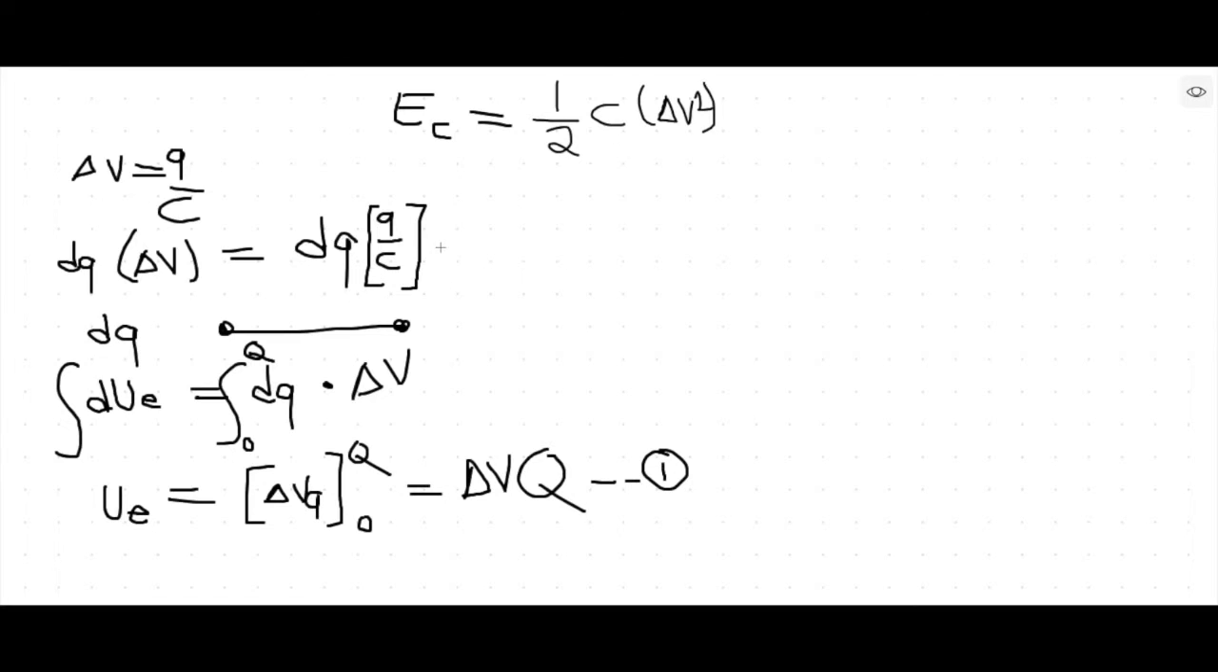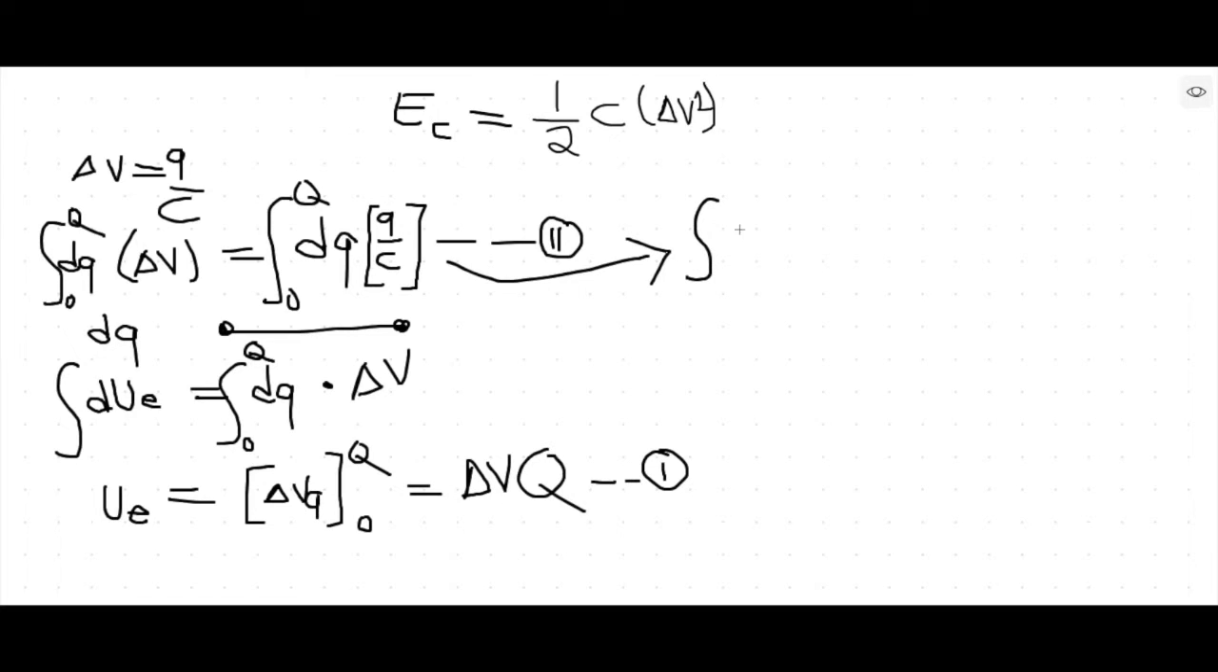I'll label this as equation 2. If I try to integrate this, let me put the integration limits 0 to Q. If I integrate them, I'll get the integration of dUE equals 1 over C times Q squared divided by 2, from 0 to Q.